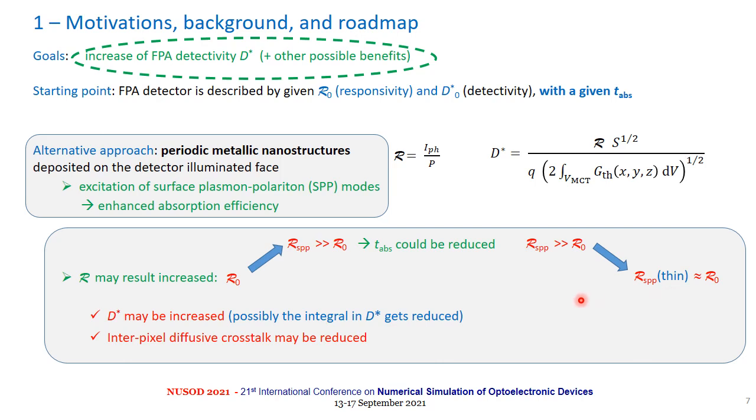However, since the absorber is thinner, we expect a higher detectivity because the integral of the generation rate is done now on a reduced volume. Then we could end with a detector with a similar responsivity but higher detectivity. We will see that also the interpixel crosstalk will be considerably reduced.